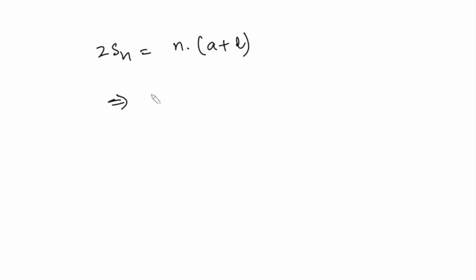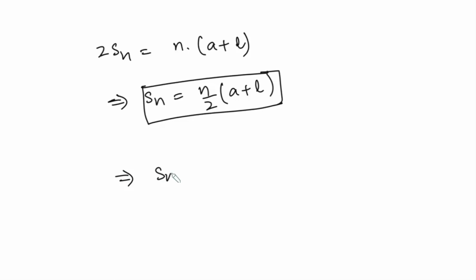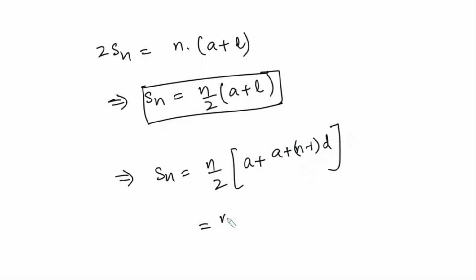And from here we write Sn is equal to n over 2 times (a plus l), where l is the last term here. And if we use the formula for l, which is a plus (n minus 1) times d, we get that Sn is equal to n over 2 times (2a plus (n minus 1) times d).